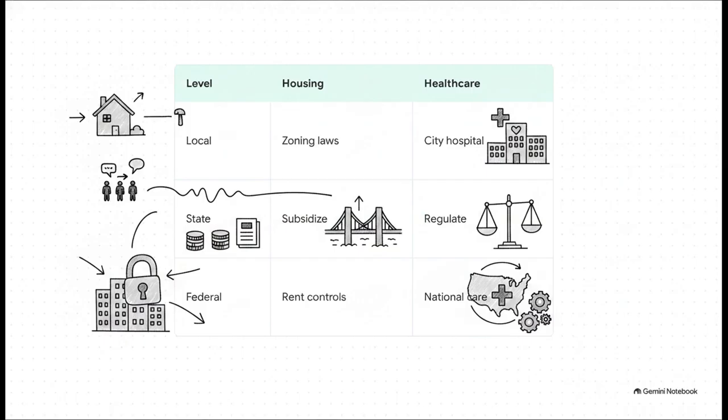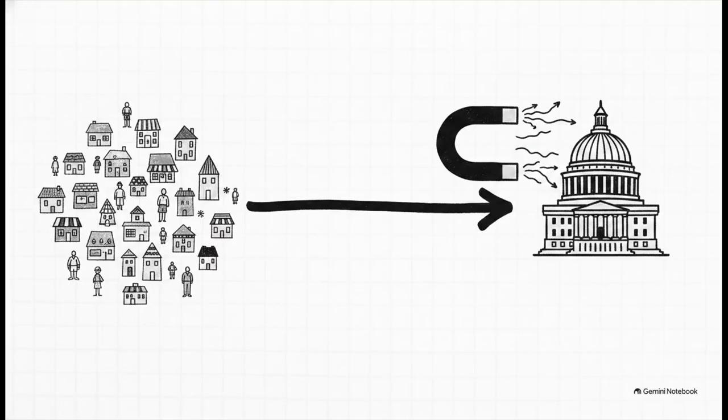Local actions let residents vote against them, or move away, or watch competing approaches play out. Concentrating power at the federal level changes the accountability entirely. Let's apply this to what we'll call the federal axis. Forget the traditional left versus right spectrum for a second. Imagine a totally different axis.